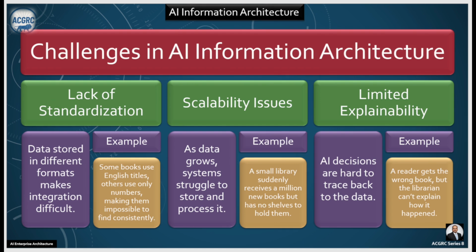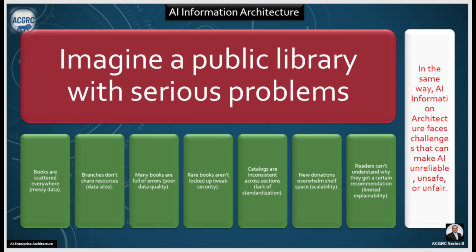If I want to put it up as an analogy, let's go back to the library example. Imagine a public library with serious problems. The books are scattered everywhere. That's messy data. Branches don't share resources. That's data silos. Many books are full of errors. That's poor data quality. Rare books aren't locked up. That's weak security. Catalogs are inconsistent across sections. That is lack of standardization. New donations overwhelm the shelf space. That's scalability issue. Now, readers can't understand why they got a certain recommendation. That's the challenge of limited explainability.